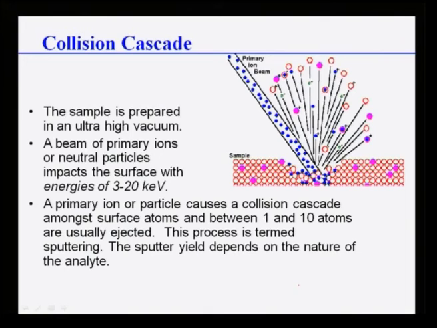So let me give an idea of what happens in the collision. This is nothing but a collision cascade. A sample is prepared in a vacuum, and when you put primary ions of 3 to 20 kilovolts energy, it causes a collision cascade among the surface atoms. And between 1 and 10 ions are created. This is obviously sputtering, but sputtering by using primary ions. Sputter yield depends on the nature of the sample also.